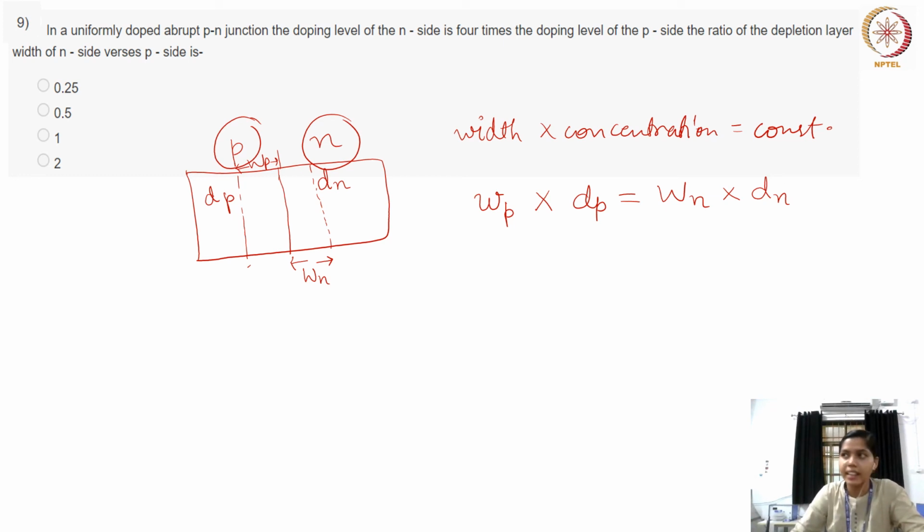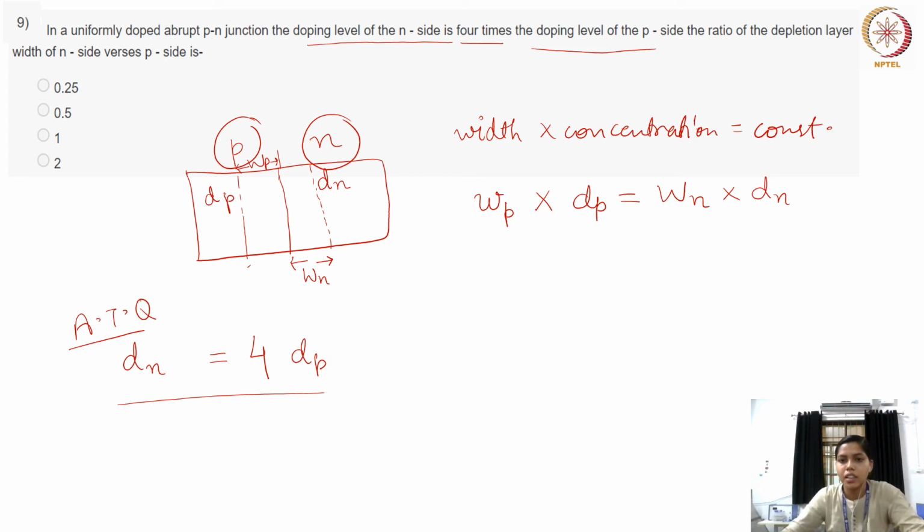Is this clear? You can write yes in the chat box, and if there is any doubt, you can unmute yourself. Okay, Prakash. So see, here they have given that the doping level of the N side is 4 times the doping level of the P side. If the doping level on the N side is Dn and on the P side is Dp, then Dn is equal to 4 times the doping level of the P side. So according to the question, we have written this.